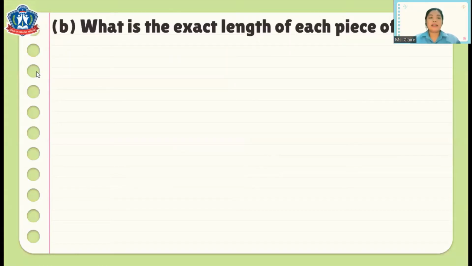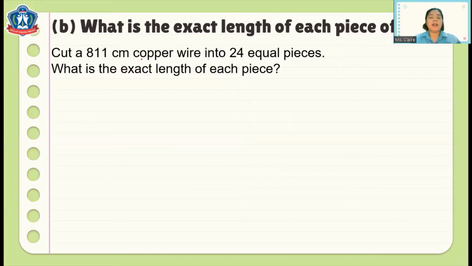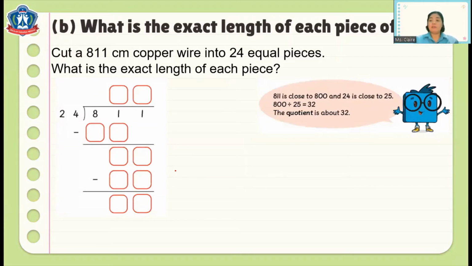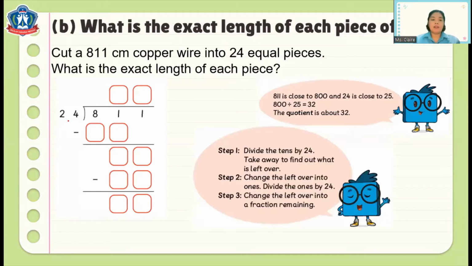Okay, P6? Okay, another problem. What is the exact length of each piece of wire? So let's cut the 811 centimeter copper wire into 24 equal pieces. So this is dividing a number by a 2-digit number. Since this is a 2-digit divisor, we will get 2-digit numbers also here. So 81 divided by 24 is 3. 3 times 24 is 72. Let's subtract. We get 9 as a remainder.